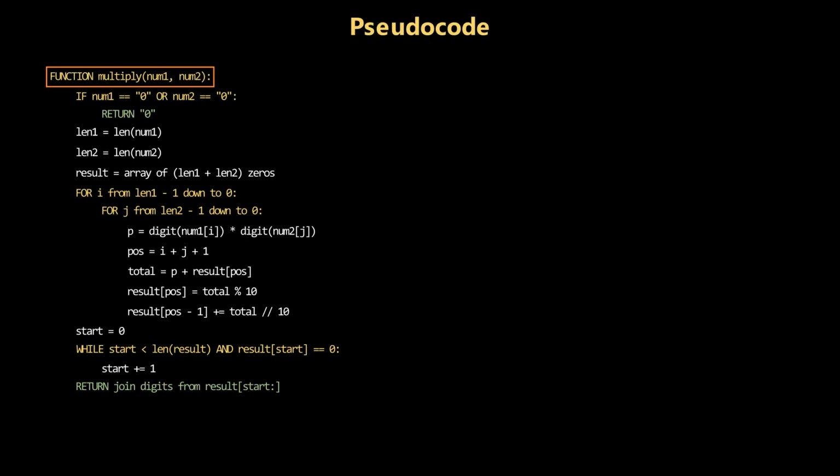Pseudocode for multiply strings. Early out if either input is the string 0. Allocate a result array of length m plus n, all zeros. Nested loops walk both strings from right to left, each pair multiplies its digits, adds into bucket index i plus j plus 1, and propagates any carry 1 slot to the left. Finally, skip leading zeros in the array and return the remaining digits as the answer string.